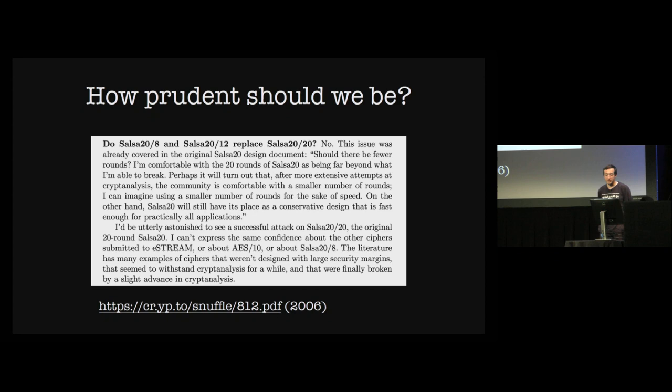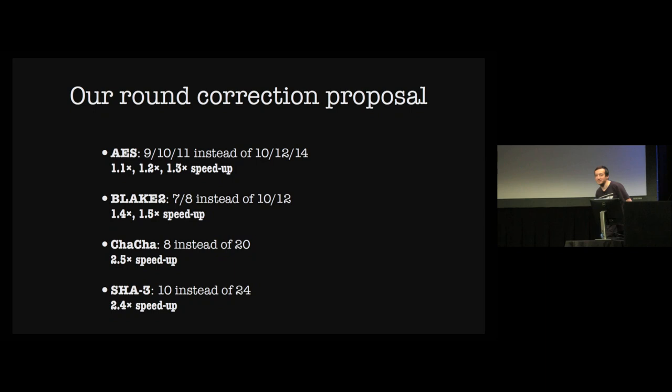So my proposal, okay, I don't see anyone screaming or leaving the room. Just trying to have a bit more consistent margins. You see, it's not perfect, but what about AES with 9, 10, 11 instead of 10, 12, 14? Blake, I would put 7 or 8, and there's actually a good reason to do it. ChaCha would be fine with 8, I mean, seriously. And SHA-3, 10 instead of 24, it's probably very reasonable as well. And by the way, as a byproduct, you get a major speedup: you need 2.5, 2.4, 1.45 times fewer rounds. Makes things faster, less energy, save the planet and so on, so really a good move.